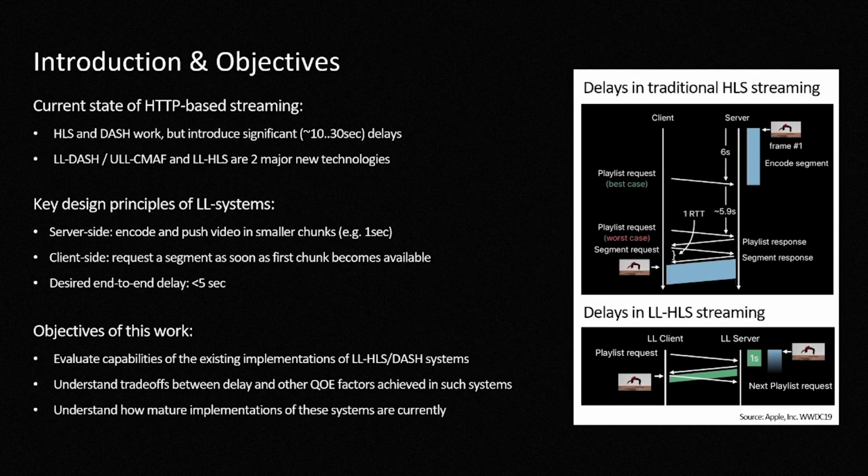As we all know, streaming delivery over the internet today is done by means of HTTP-based streaming protocols. HLS and DASH represent two dominant families of such protocols and standards. Traditionally, these protocols have been working reliably and scalably, but they've been operating with considerable delays. 10 to 30 seconds delays were quite typical for traditional HLS and DASH streaming systems.